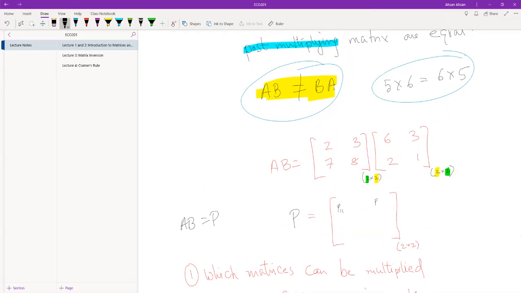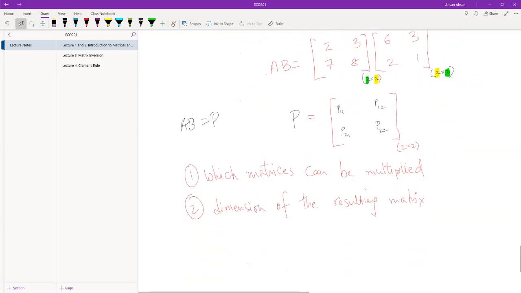P11, P12, P21, P22. We know that it's a 2 by 2 matrix, so there will be 4 elements, and these are the 4 elements that we have to calculate. And the question is, how can we do that?